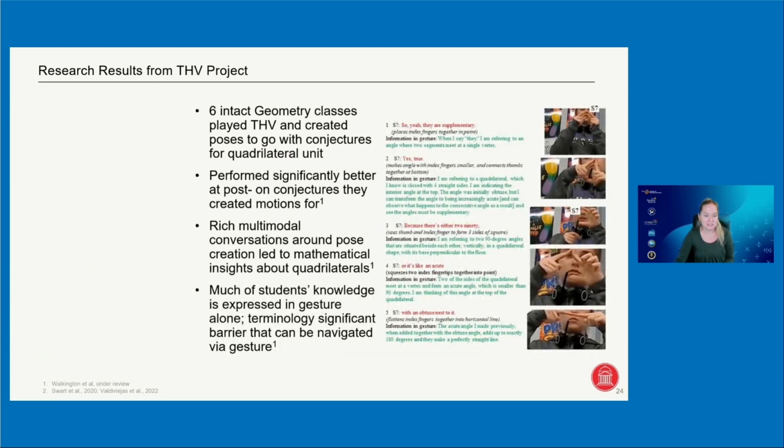We also found in this study that much of students' knowledge was expressed via gesture alone, and that mathematical terminology was a significant barrier to students' reasoning, so they chose to navigate via gestures when they were in a collaborative setting. Our research and other research has also suggested that this kind of gesturing may be particularly important for English learners.